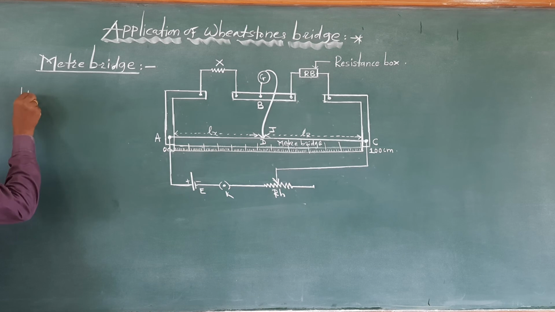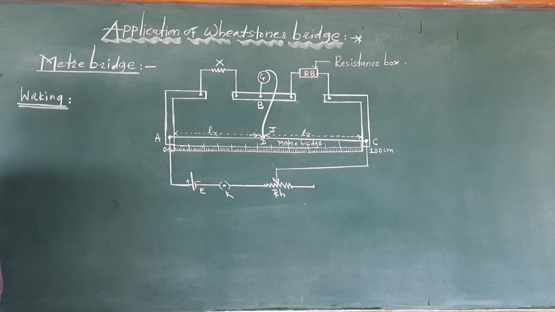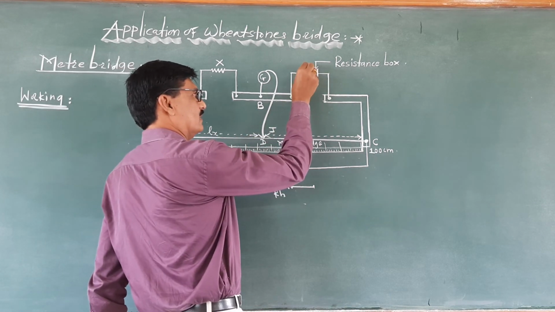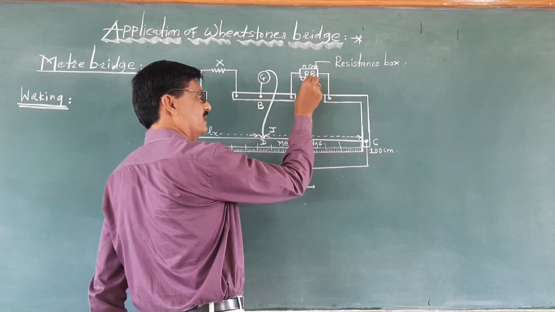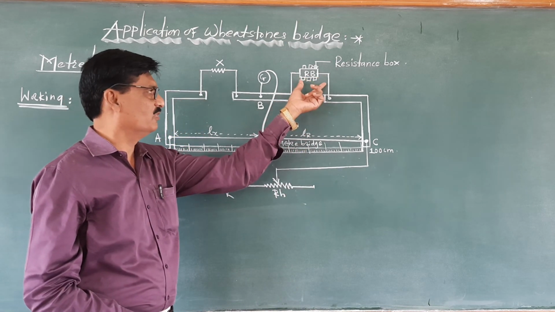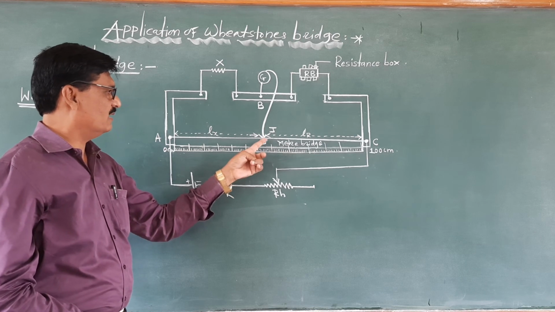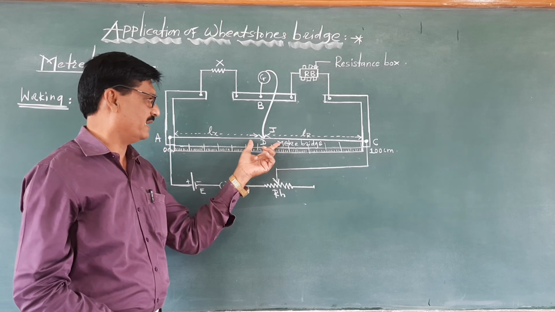Working: in this meter bridge apparatus, a suitable resistance is taken from the resistance box, which has different resistances. By touching the jockey at different points of wire AC, we have to find the balance point, the null point, which is maximum near the center of the wire.